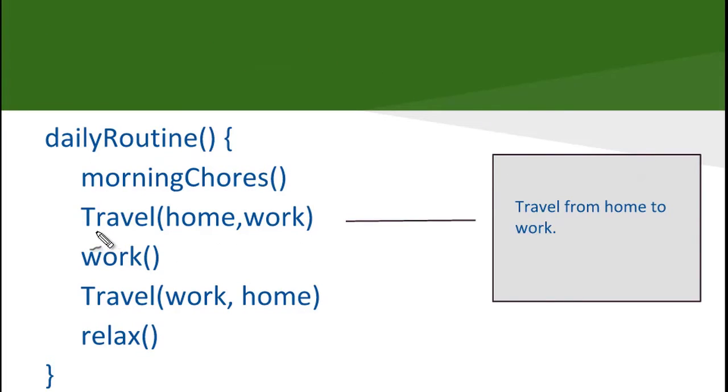Then the next thing was traveling. So we are saying that you're traveling from home to your work. So this is what this statement means. Don't worry if you're not getting the syntax right now. Just consider that your daily routine starts from the open bracket to the close bracket, and this open and close parentheses are a part of the syntax. So we already saw morning chores, then we are seeing traveling from home to work.